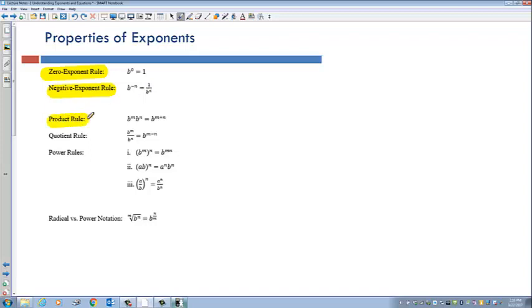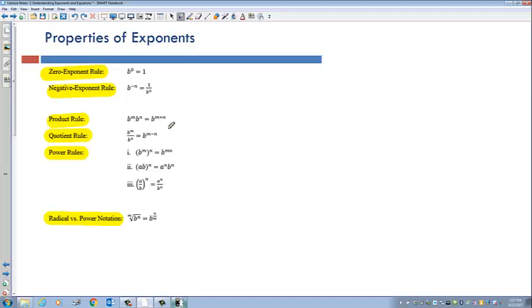You have a product rule, which tells you what you do when you multiply exponentials. When you multiply exponentials with the same base, you add exponents. When you divide exponentials with the same base, you subtract exponents. And then we have these power rules, which have to do with when you have exponentials and you're trying to exponentiate them. So when you have b to the m to the n, you multiply exponents. And then exponents go through multiplication, and they also go through division. And finally down here we have this radical versus power notation, which tells us how we rewrite a radical in terms of power form, or how we write power form in terms of radicals.